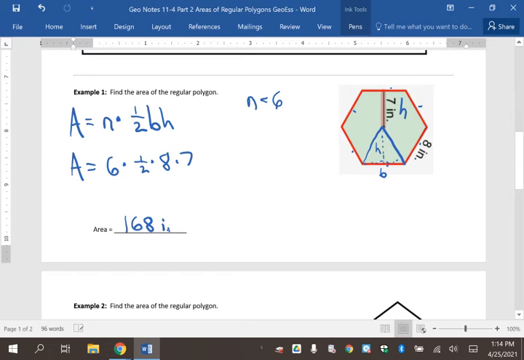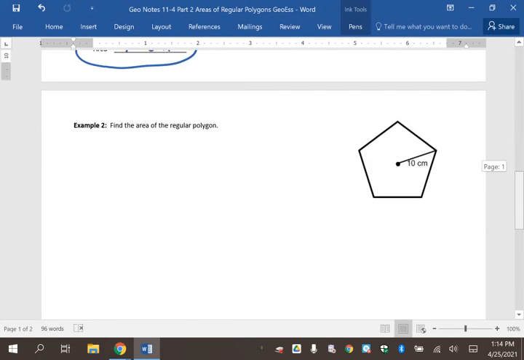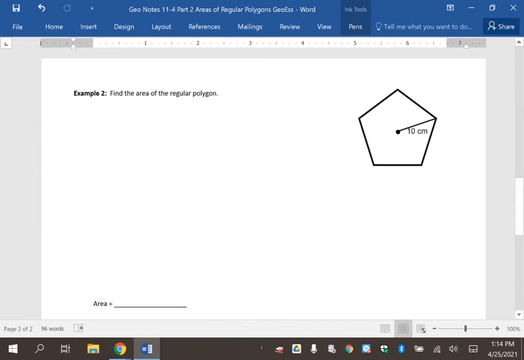And this would be square inches. Let's do the next page. So pretty easy as long as you know your formulas for area of a triangle. So let's look at number 2. Find the area of the regular polygon. So our formula will be area equals n times the area of one triangle.